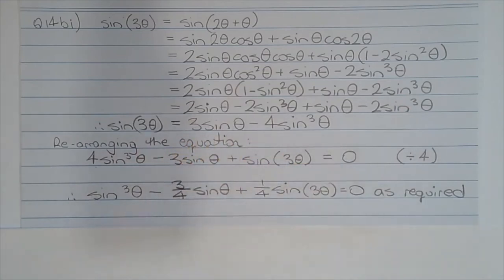The next step is to rearrange this equation by moving all the terms on the right hand side over to the left hand side. So 4 sine cubed theta minus 3 sine theta plus sine 3 theta equals 0. And the final step is to divide all the terms by 4. So therefore, sine cubed theta minus 3 over 4 sine theta plus 1 over 4 sine 3 theta equals 0 as required.